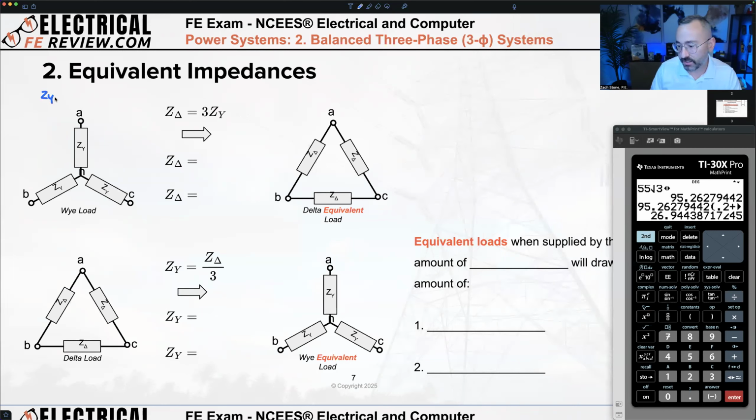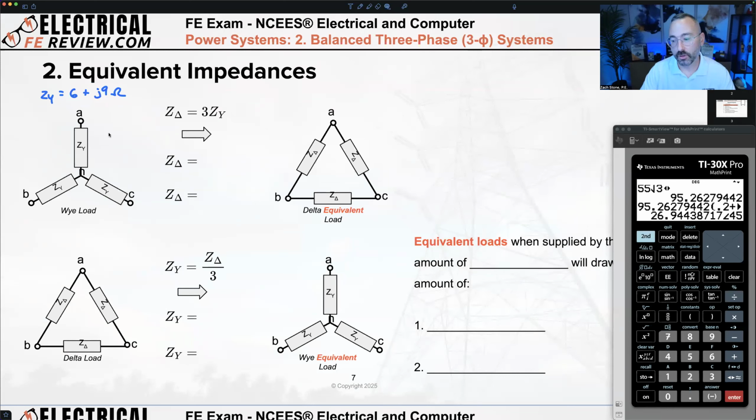Let's see. Daniel said 6 plus j9. Sure. Z_Y equals 6 plus j9 ohms. If I have a balanced 6 plus j9 ohm Y connected impedance, do I need to divide that by 3, multiply by 3, divide by the square root of 3, or multiply by the square root of 3 to find my Z_Y? Or is this value always a what kind of value? It's always a per phase value.